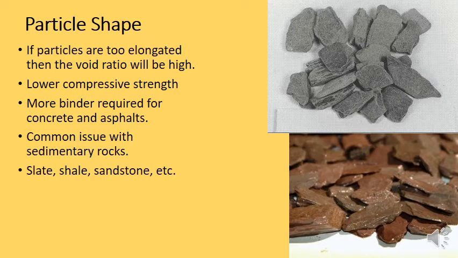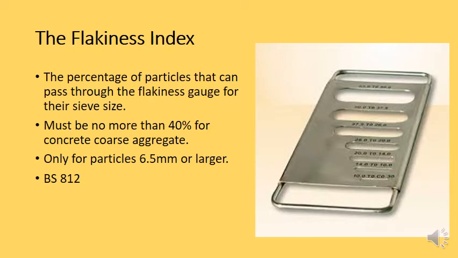And we really have no use for flaky aggregate in civil engineering. It creates a high void ratio, which lowers the strength, and it also makes concrete much more expensive to manufacture because you need more cement, and it lowers the strength of the concrete too. So, how do we ensure that an aggregate is not overly flaky? Well, what we do is we do something called a flakiness index.